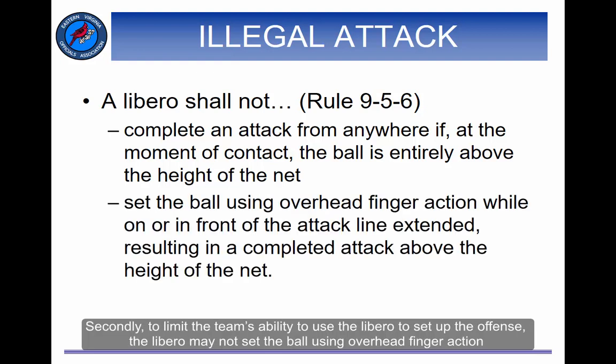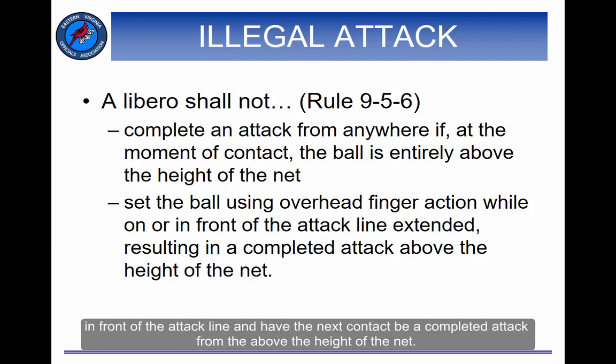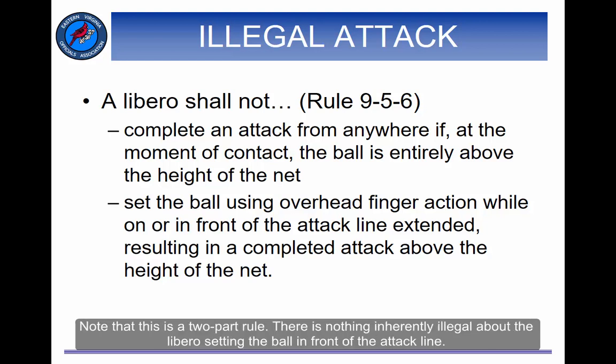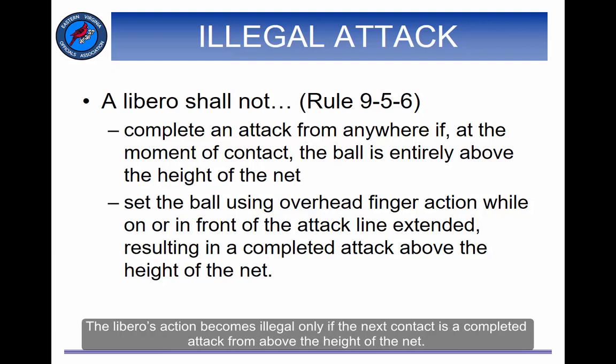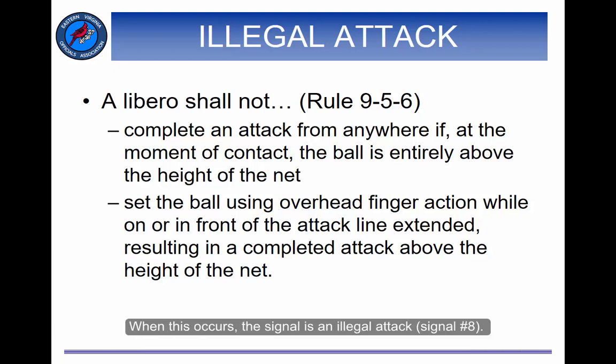Secondly, to limit the team's ability to use the libero to set up the offense, the libero may not set the ball using overhead finger action in front of the attack line and have the next contact be a completed attack from above the height of the net. Note that this is a two-part rule. There is nothing inherently illegal about the libero setting the ball in front of the attack line. The libero's action becomes illegal only if the next contact is a completed attack from above the height of the net. When this occurs, the signal is an illegal attack. For clarification, the R1 may point with an open hand at the libero.